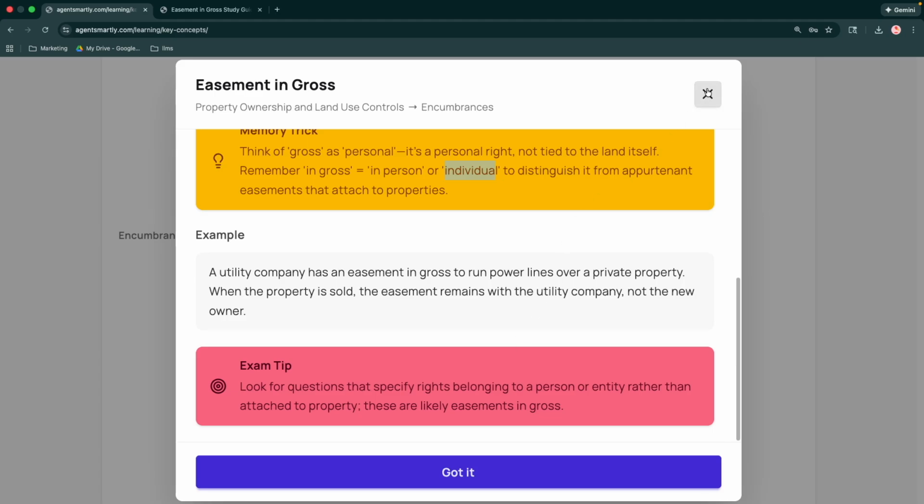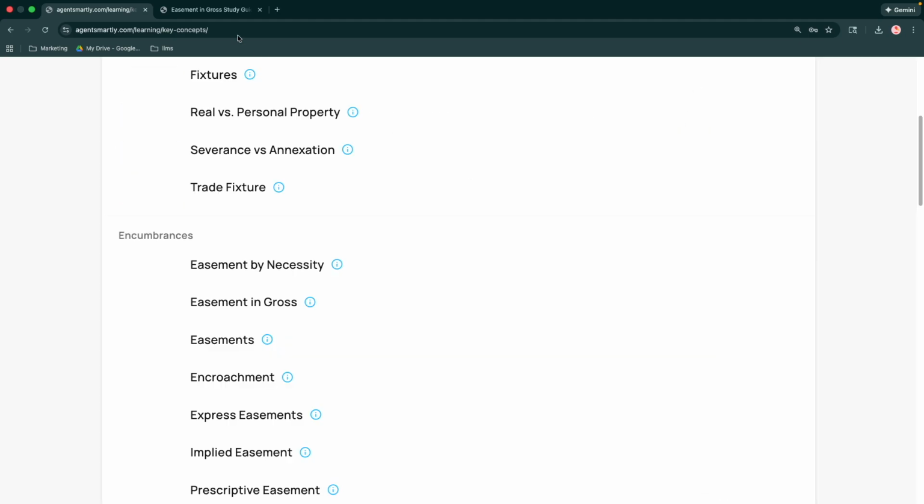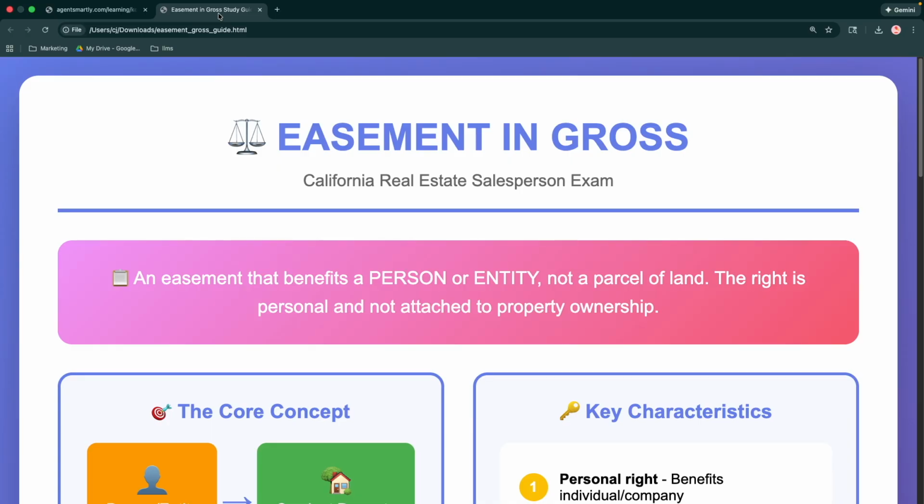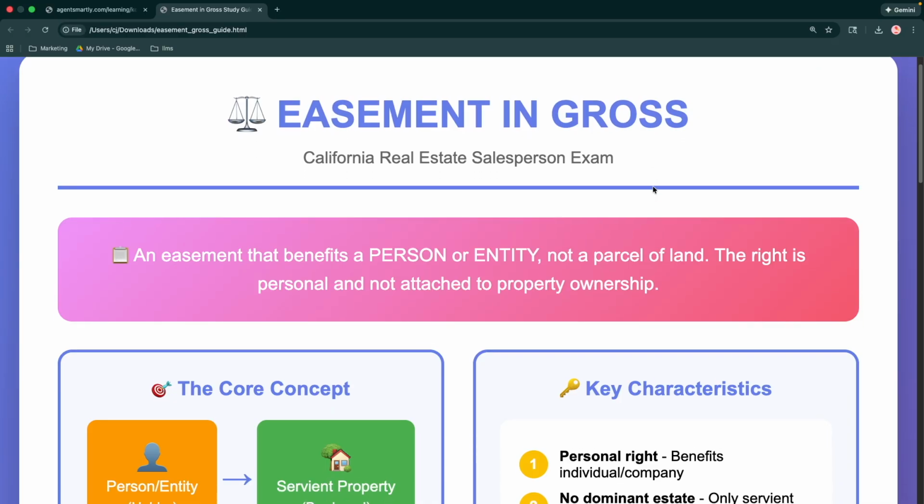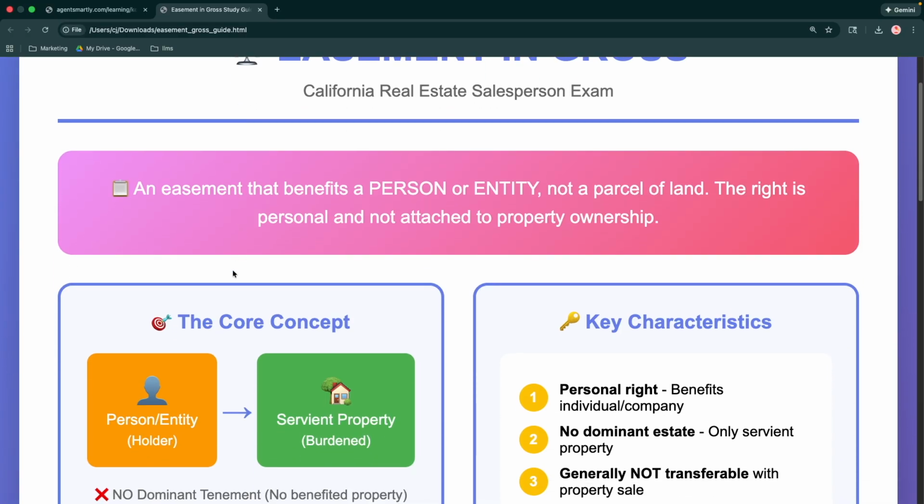Okay, so now let's summarize. Let's review what we learned about this concept. Once again, easement in gross is an easement that benefits a person or entity, not the land. Once again, this right is personal, not attached to the property ownership.